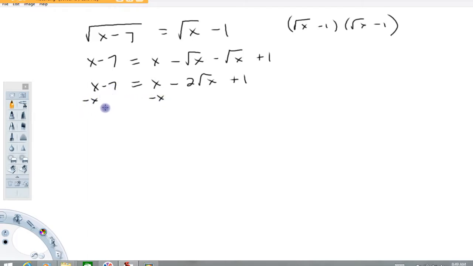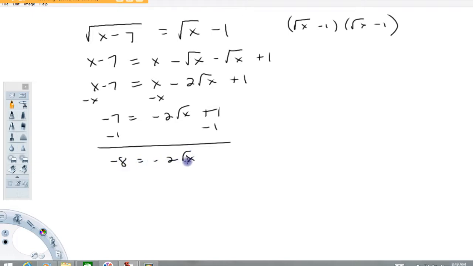All right, so new line, and don't lose that minus sign on the 7. Minus 7 equals minus 2 root x plus 1. Let's go ahead and subtract 1 from both sides. New line is negative 8 equals negative 2 root x. Let's divide both sides by negative 2. The new line is 4 equals root x. And we'll go ahead and square both sides. 16 equals x, and we're done.